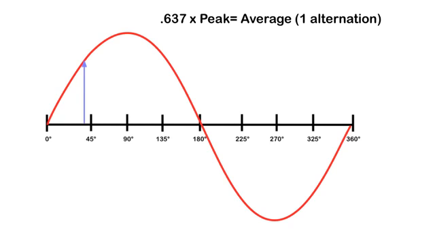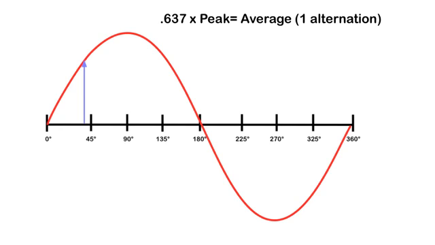That being said, however, we can calculate what the average value is for one alternation. Somebody smarter than you and I has calculated that if you took the peak value and multiplied it by 0.637, you could work out what your average for one alternation was. Now watch for that word. You need to see the words one alternation, or else it would be 0.